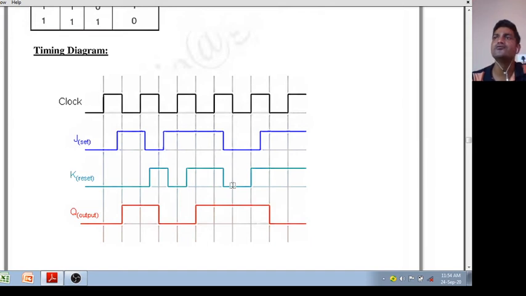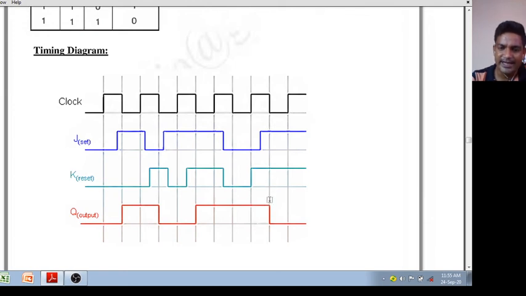Whatever value was the last value, it will remember, or you can say no change, or you can say memory. So till here to here value 0, so here to here value 0.